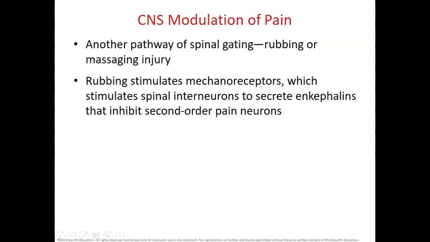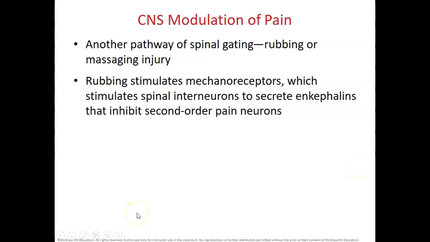Another pathway of spinal gating is by rubbing or massaging the injury. The rubbing will stimulate mechanoreceptors, which stimulate spinal interneurons to secrete enkephalins, a neurotransmitter that inhibits the second-order pain neurons from further delivering the signal up to the brain.